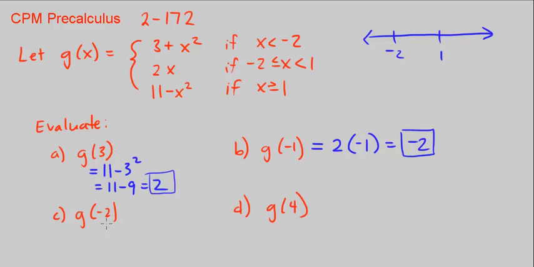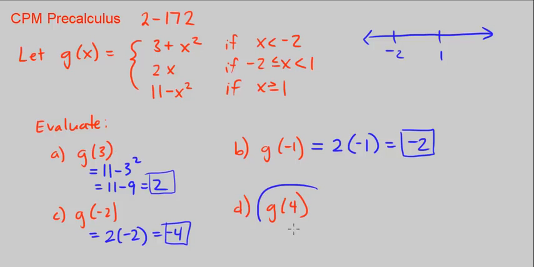All right? Part C is g of negative 2. So is negative 2 less than negative 2? No, but it's less than or equal, right? So that means we're going to use this section for g of x, this piece, again. So that's 2 times the input, negative 2, which is negative 4.